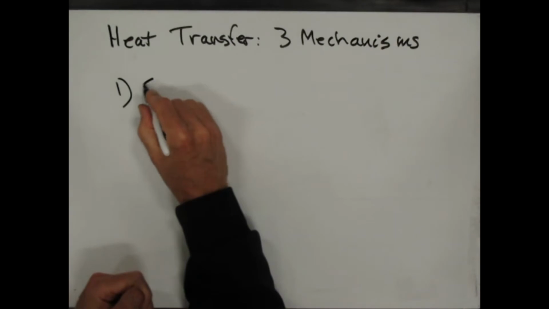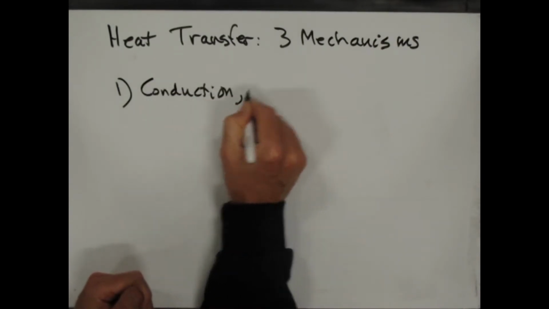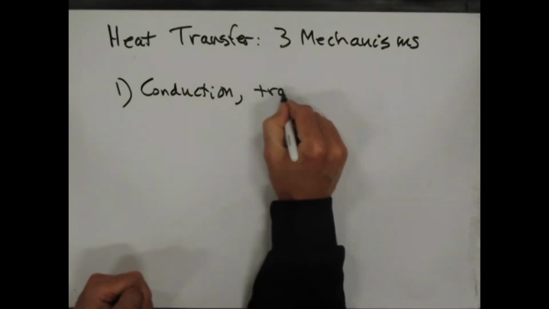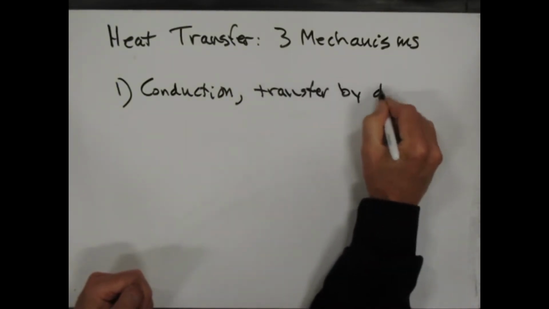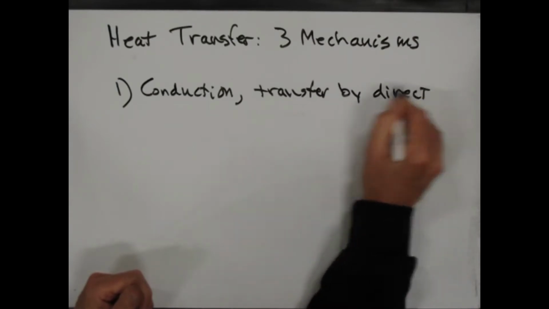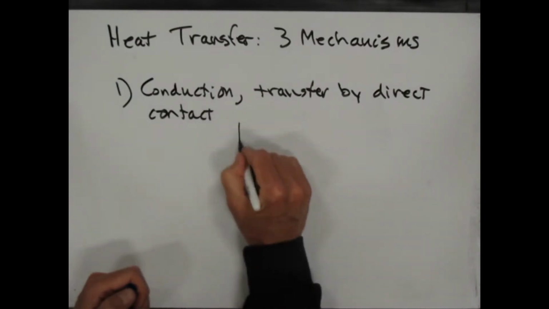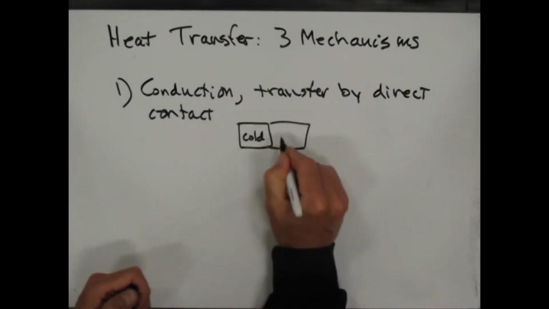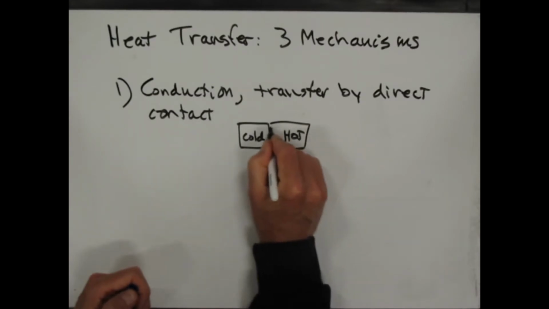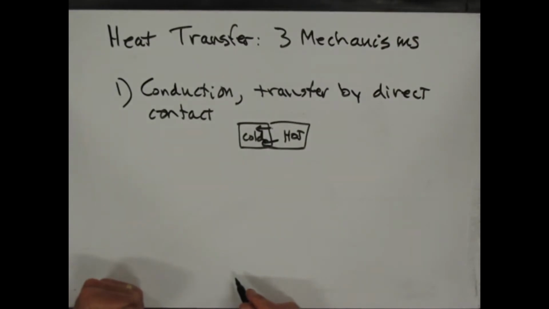The first one is called conduction, which is transfer by direct contact. Right, and so that's cold next to an object that's hot, and the heat flows in this direction just by contact.